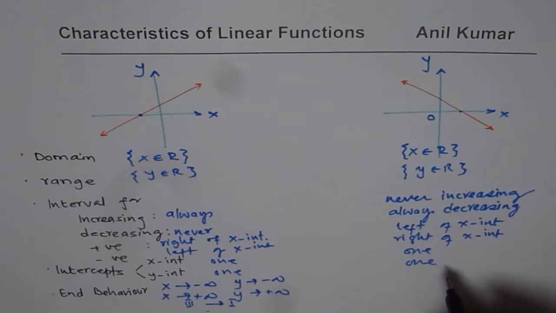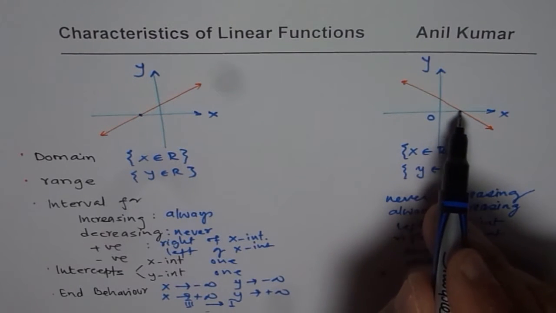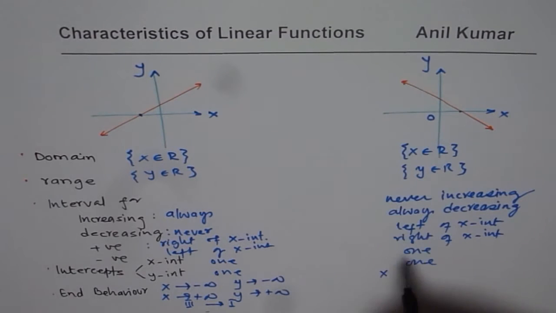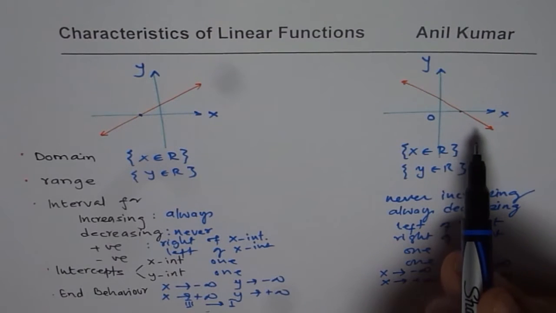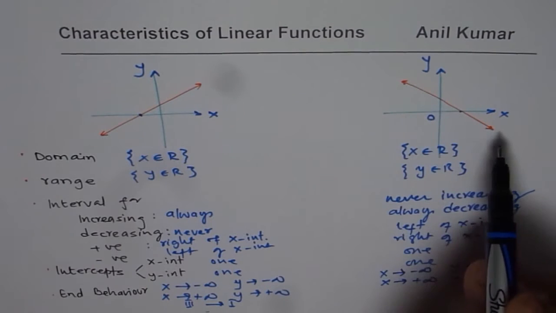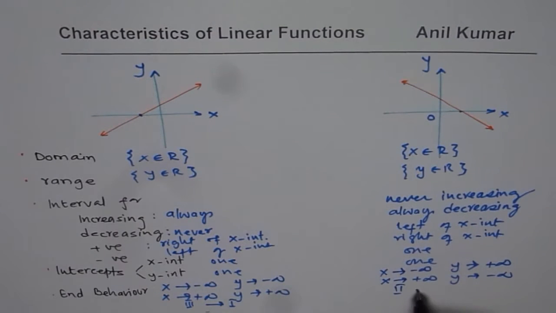In this particular case, when x becomes negatively large, y becomes positively large. As x approaches negative infinity, y approaches positive infinity. And when x approaches positive infinity, y approaches negative infinity, right? So this particular line, which slants downwards, moves from quadrant 2 to quadrant 4, correct? So these are the characteristics which you should discuss when talking about lines.